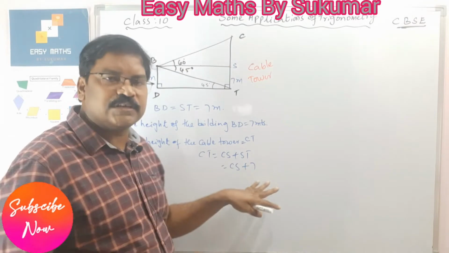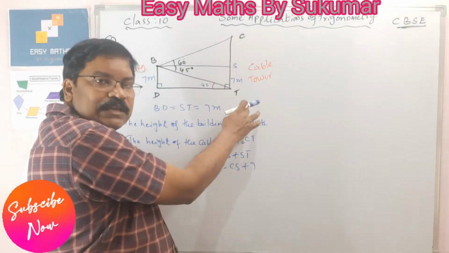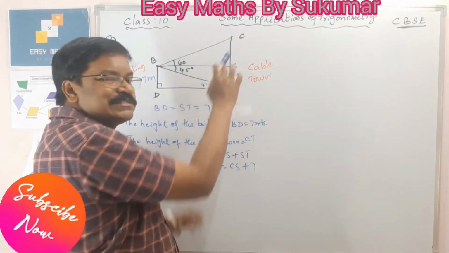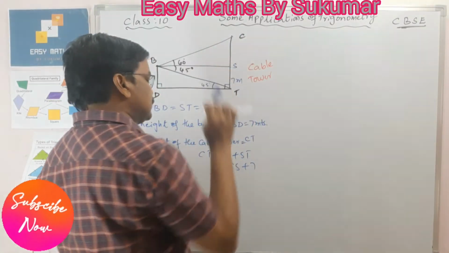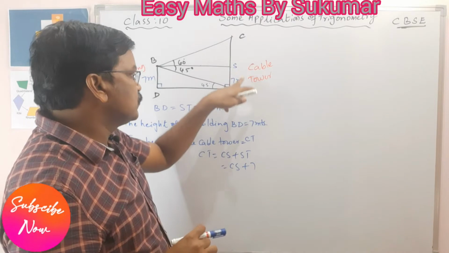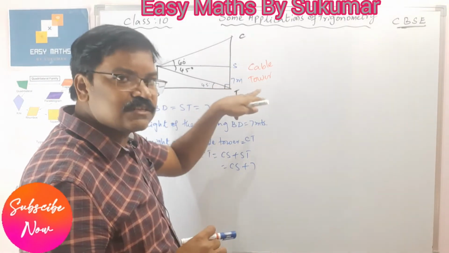Actually, you need not write here, but this CT is the height of the cable tower. This is the sum of the combination of two segments. What are they? CS plus ST. ST means 7 meters.